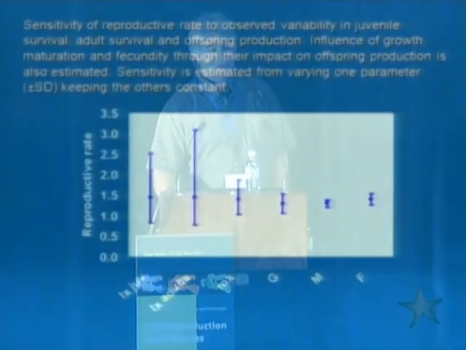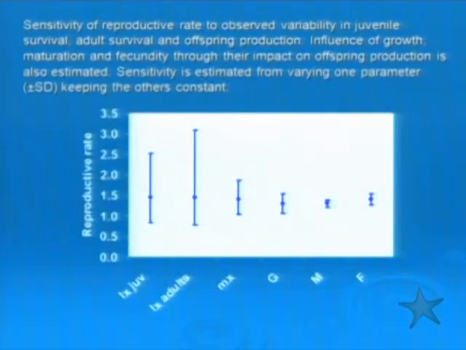If we examine the sensitivity of reproductive rate to the variation in juvenile survival, adult survival, and offspring production, we see that the most important factors in explaining the changes in reproductive rate are the adult and juvenile mortality. They're quite more important than the egg production. And the influence of growth, maturation, and fecundity through their impact on offspring production was also estimated, and we see that those don't have an influence that is as large as the mortality, for example.